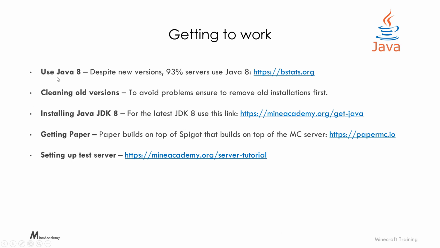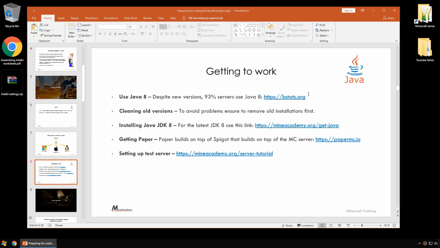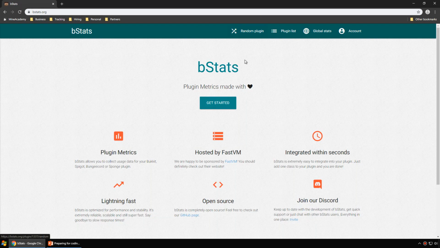Now, I know that this video is out in the time where Java 13 is out already and Java 14 is being developed, but we're just gonna use Java version 8. Because despite new versions, 93% of servers use Java 8. And if you don't believe me, go to bstats.org. Whoops, seems like PowerPoint doesn't like me, but if you go to bstats.org, you can actually test it out.